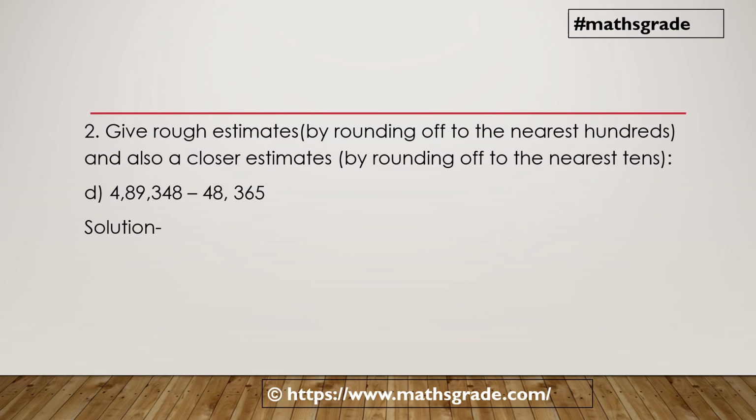Now question number 4, part D. 4,89,348 minus 48,365. Rounding to the nearest 100 gives a rough estimate of this number, and we also find a closer estimate by rounding to the nearest tens.